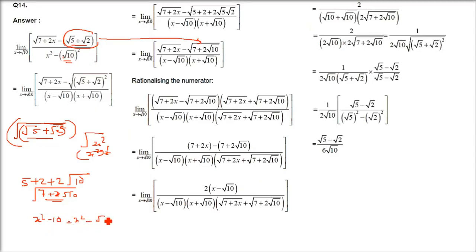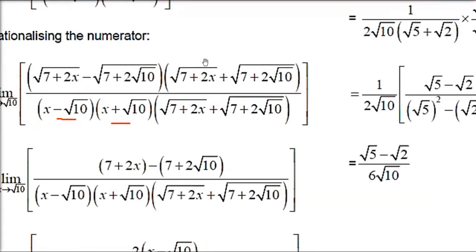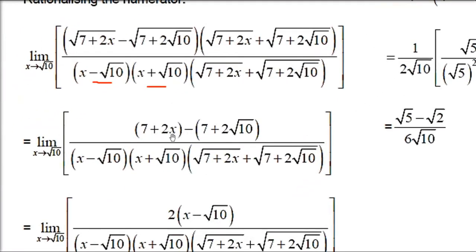X square minus 10. 10 can be written as under root 10 whole square. So here x minus under root 10 and x plus under root 10. So a plus b, a minus b I am applying here. So when we apply here, this was there because we multiplied the plus and minus, that is rationalize it.